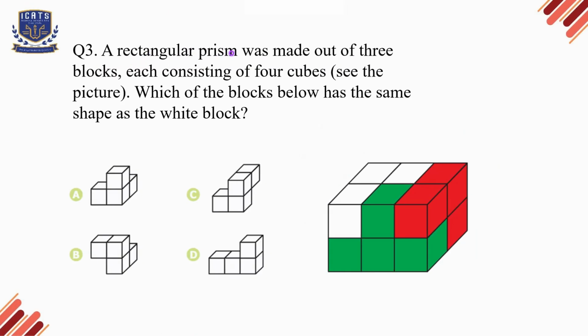Question number 3. A rectangular prism was made out of 3 blocks, each consisting of 4 cubes. See the picture. Which of the blocks shown has the same shape as the white block? If we look at the picture, 3 white blocks are given together and there is a green block under the first white block. We have to consider that there cannot be anything under the first white block. There might be another white block under the second and third blocks. If we consider that, we can choose option A, which can be the same shape as the white block.